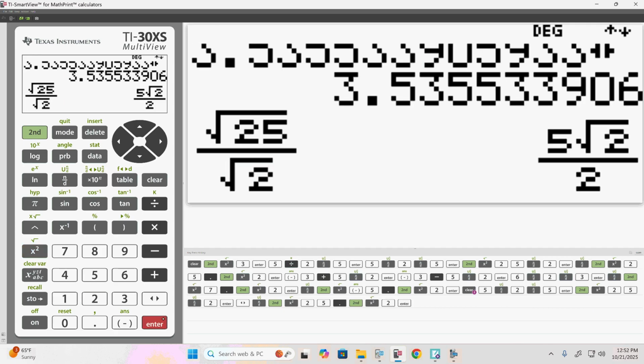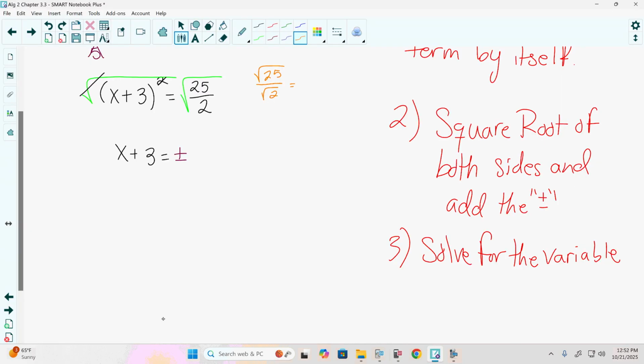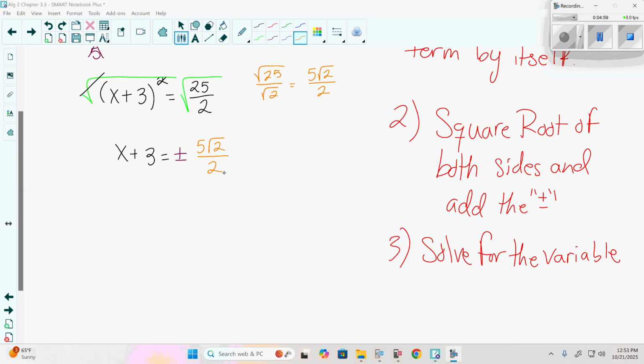So what we can do is break it up into its two parts, the square root of 25 over the square root of 2. And it'll tell us that this is going to simplify to 5 square roots of 2 over 2. Because what we're having to do is rationalizing the denominator to get this to simplify.